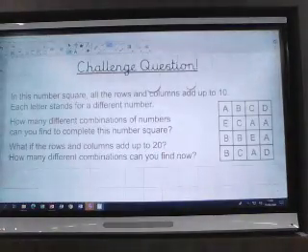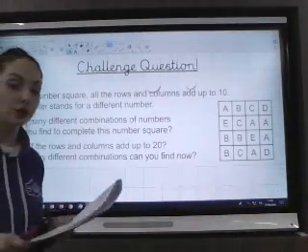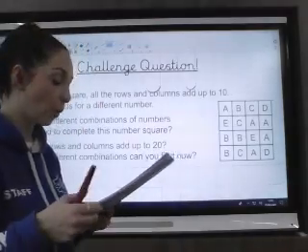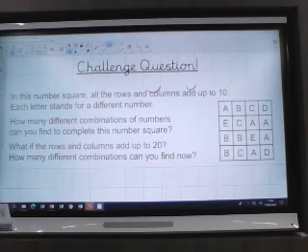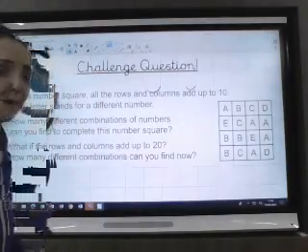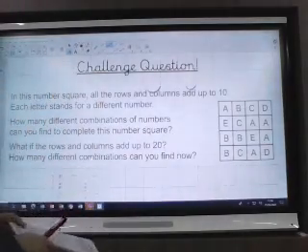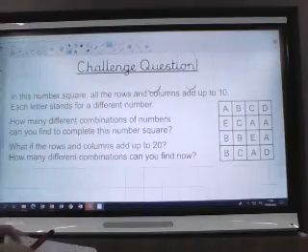Your next question then, your challenge question, this is on the bottom of page 45, says, in this number square, all the rows and columns add up to £10. Each letter stands for a different number. Sorry, £10, it just adds up to 10. That's where I got pounds from. How many different combinations of numbers can you find to complete this number square?